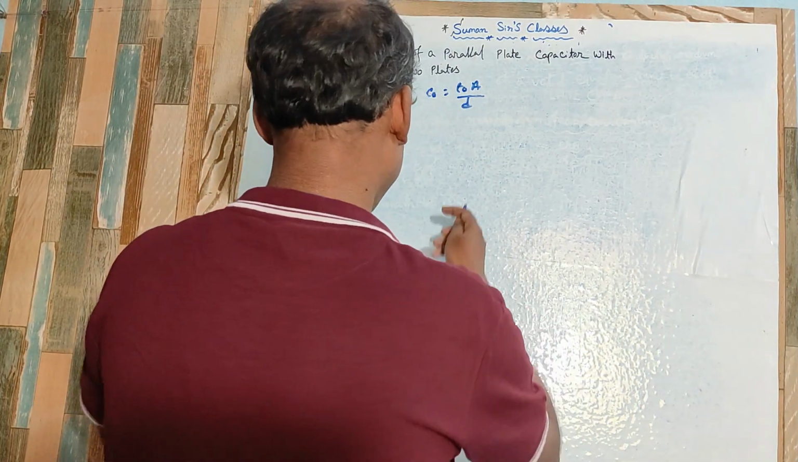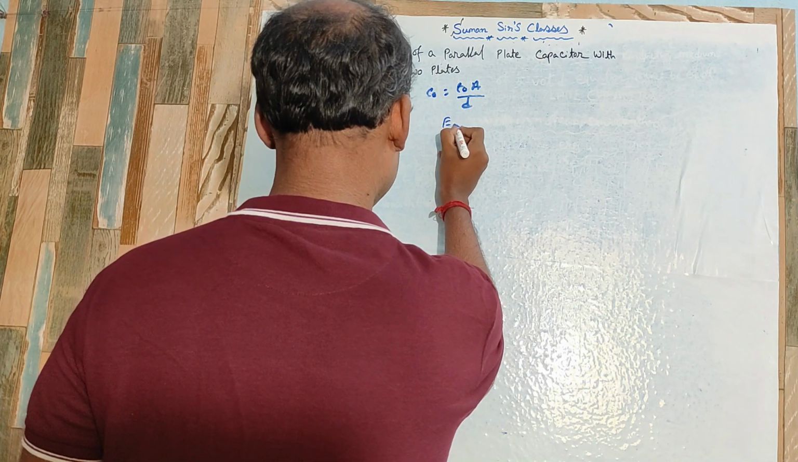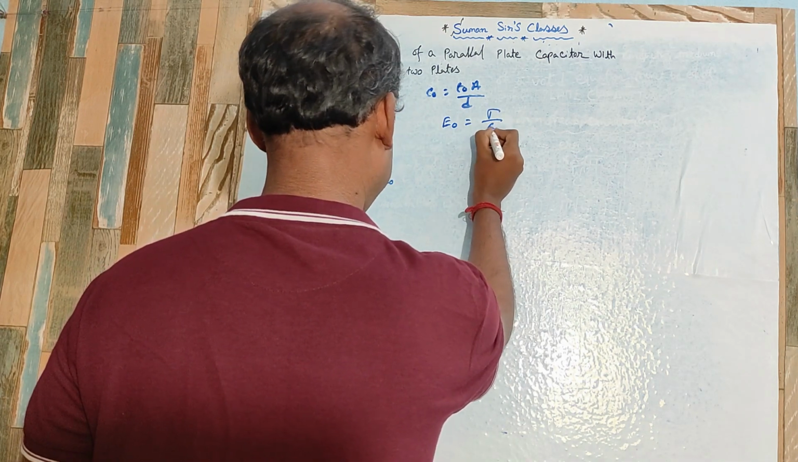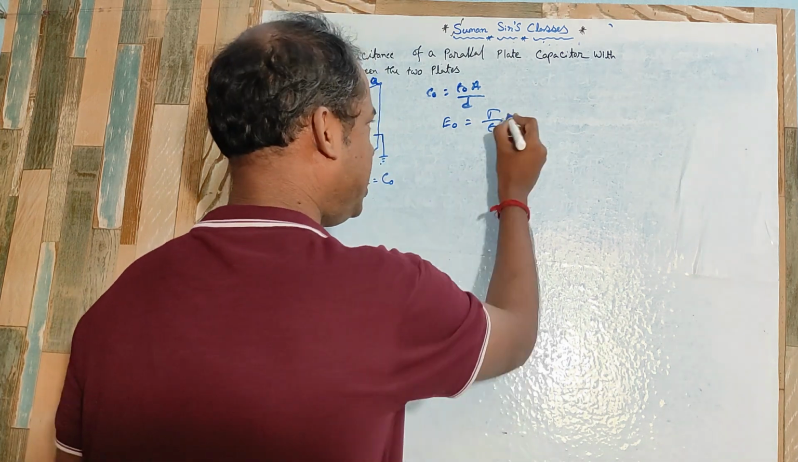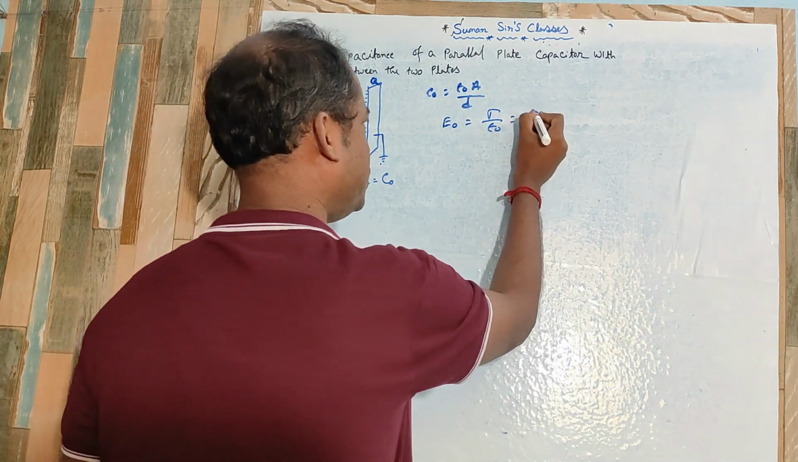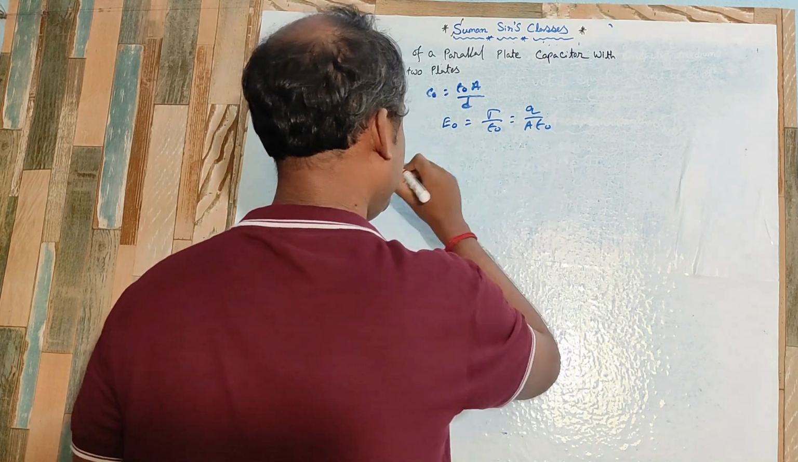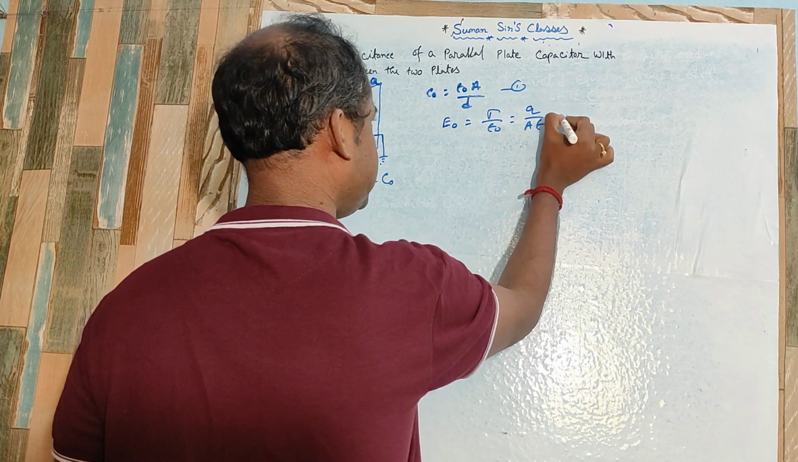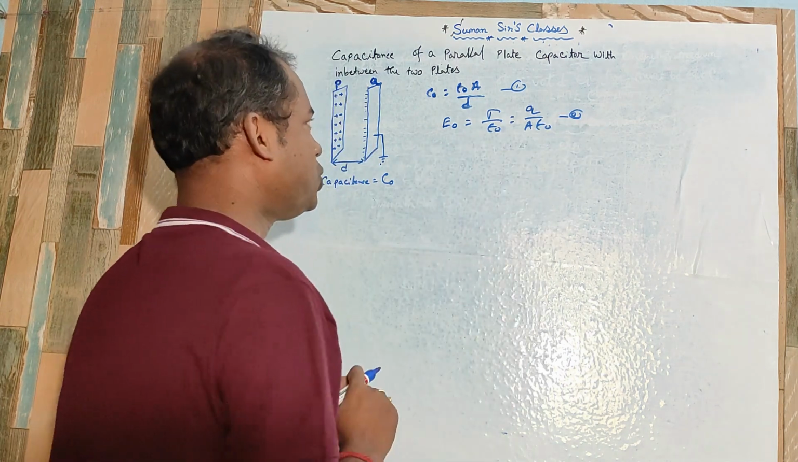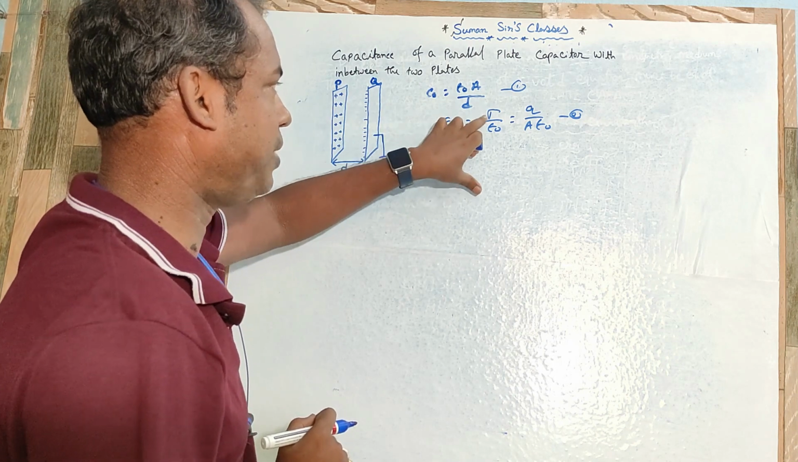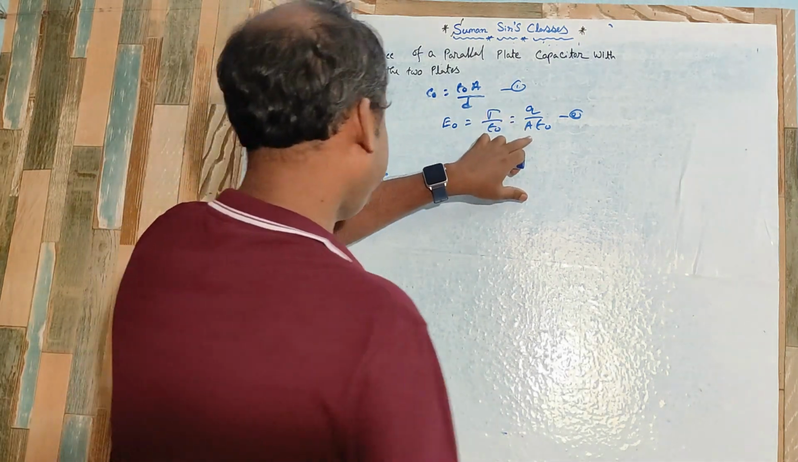Now we want to calculate the value of E naught, that is the electric field. It equals sigma by epsilon naught. This sigma is the charge per unit area, the surface charge density. So that equals Q by A into epsilon naught. So this is the first equation and this is the second equation. C naught is the capacitance of the parallel plate capacitor, and E naught is sigma by epsilon naught, which equals Q by A epsilon naught.